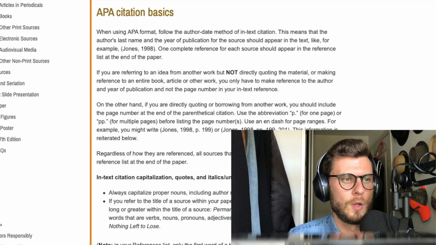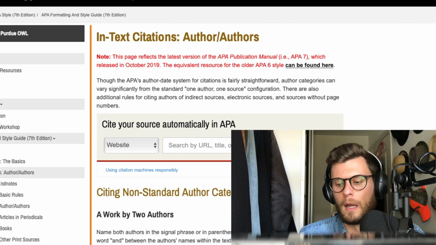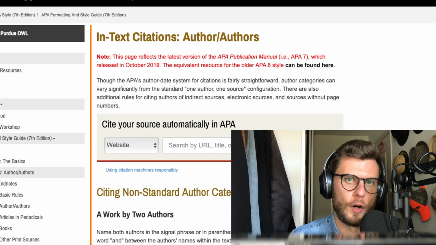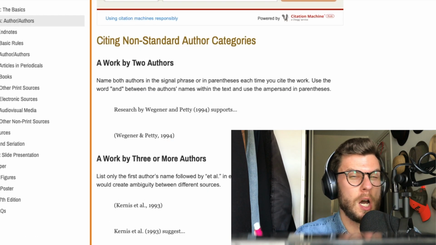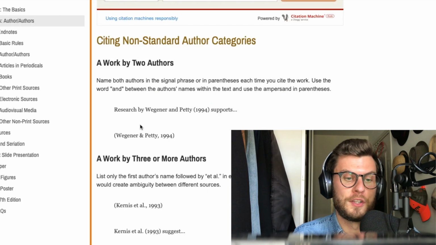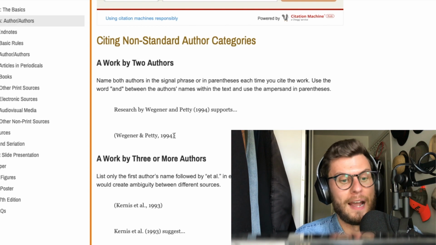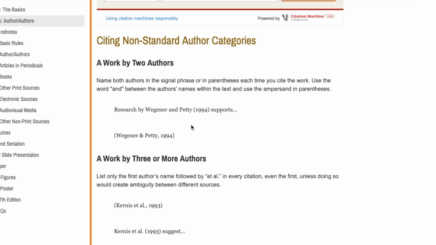Now, if you're paraphrasing or summarizing, you're going to be writing in your own words, so the page number is not necessary. All that you have to do is provide the author's last names and then the date after you write something. You'll also notice you can write it two different ways.